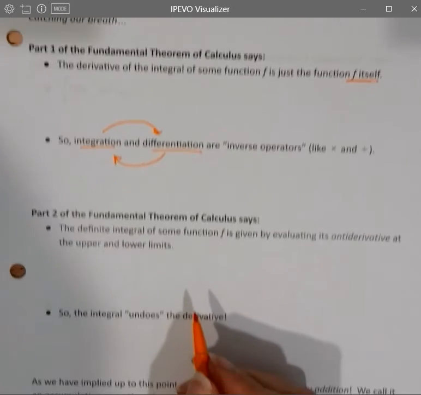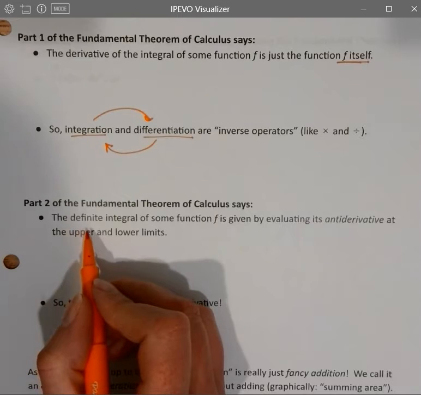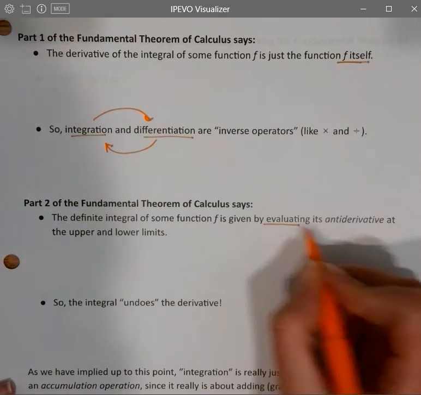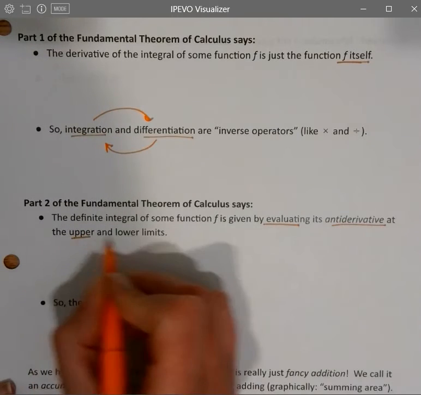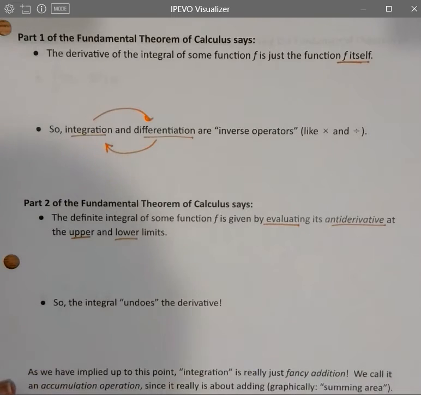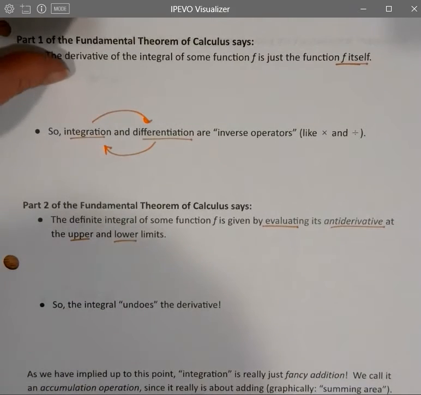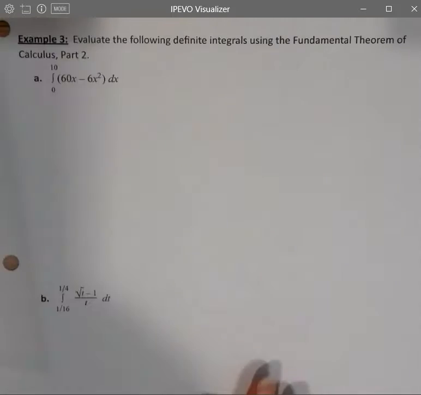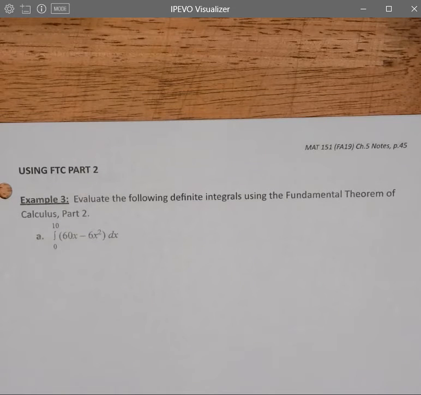Part 2 of the fundamental theorem of calculus says that the definite integral of some function f is given by evaluating its antiderivative at the upper and lower endpoints. And again, the integral undoes the derivative. Okay, now let's take a look at some more examples of using the fundamental theorem of calculus, part 2.